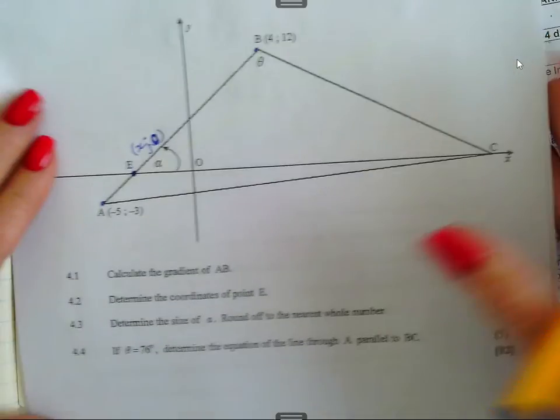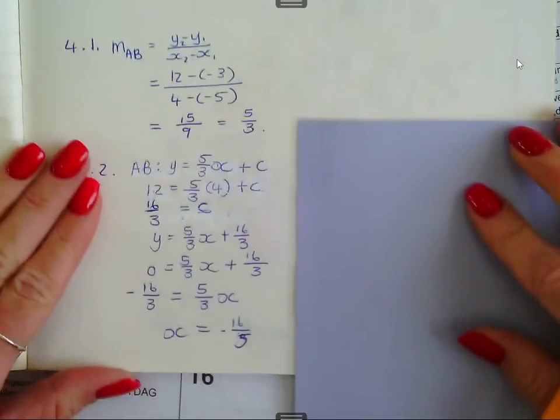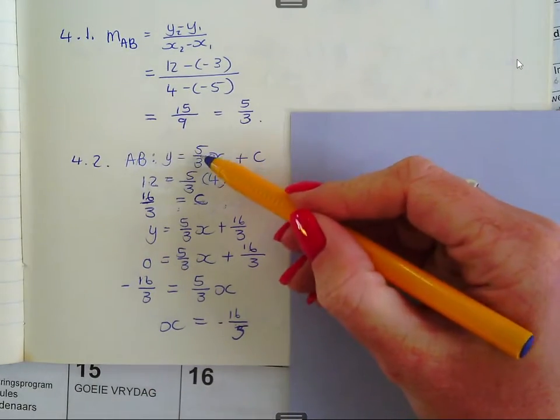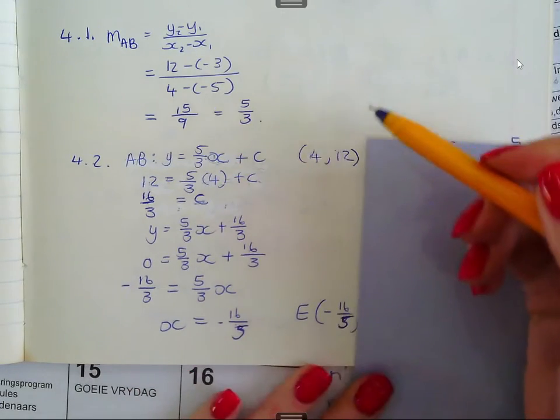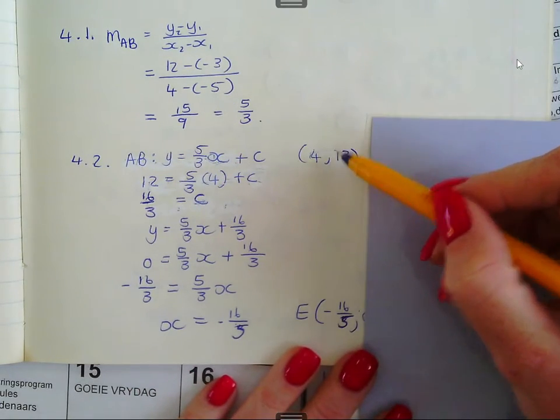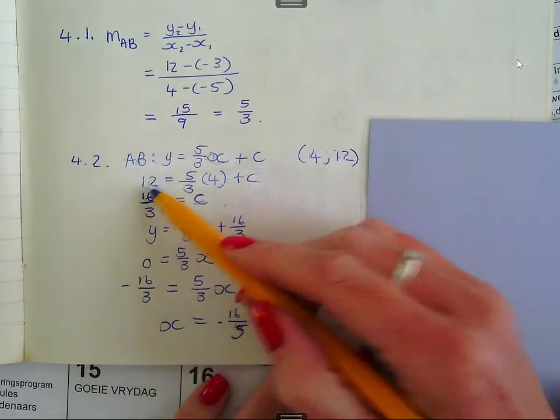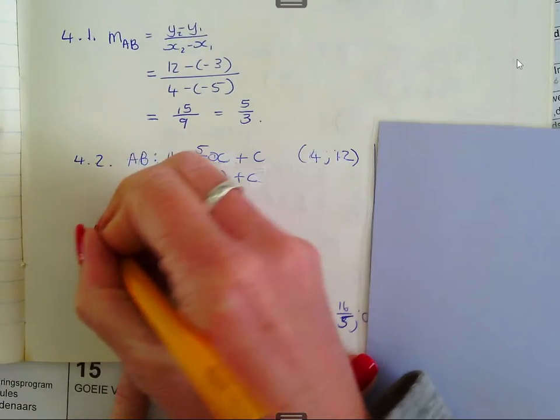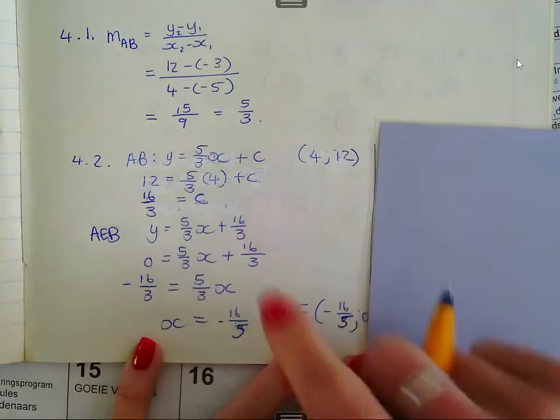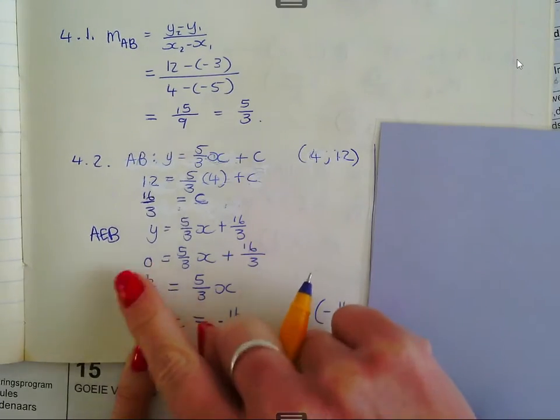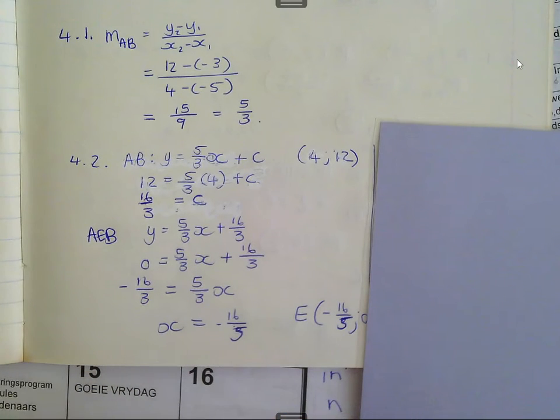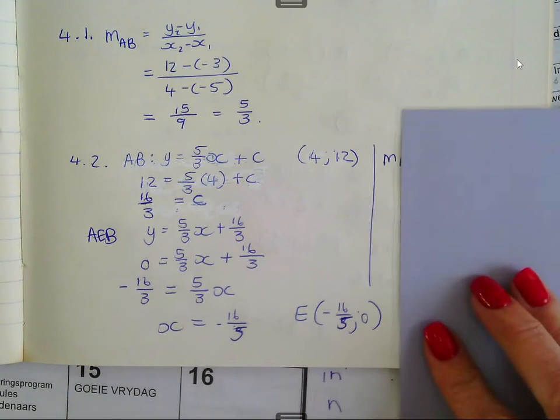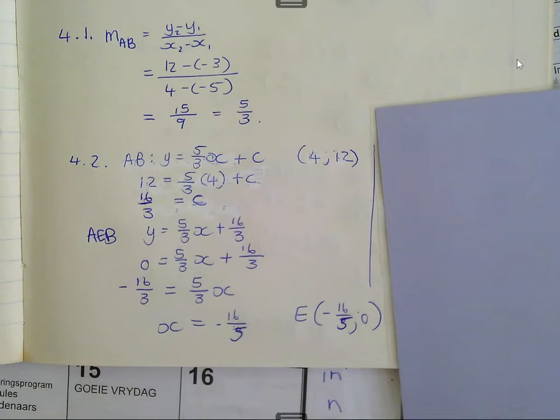Okay. So if you chose that plan, it would look like this. I took the gradient that I just calculated. I substituted the point B. You can take B or A into the equation, and I found the equation. This is now the equation of A, E, B. I found the equation, and then I substituted the y value with 0. And then I found x to be negative 16/5.